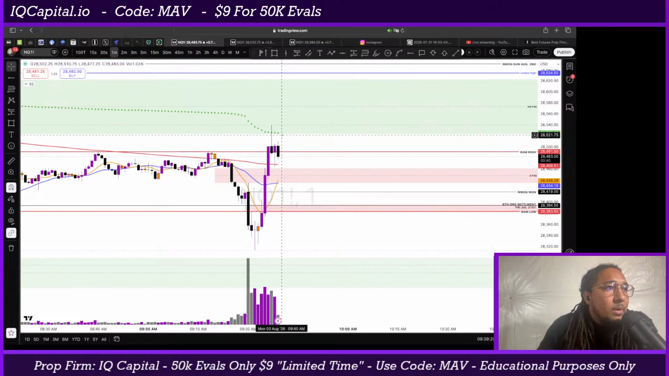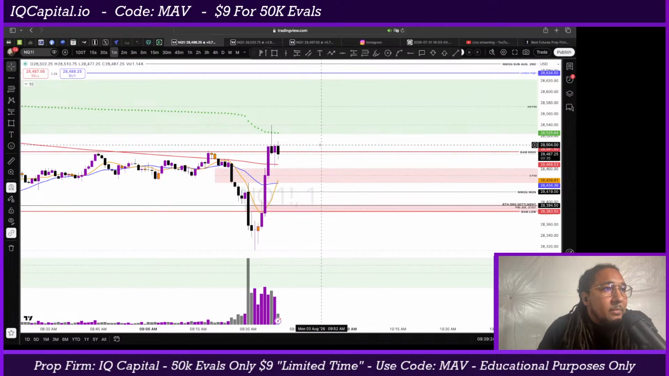We're still below VWAP. We're rejecting off of this higher time frame FVG. We did invert. Looks like we're going to invert this 5 minute.